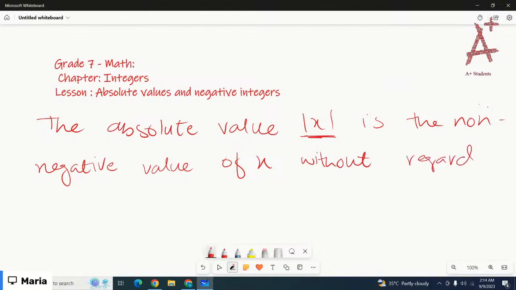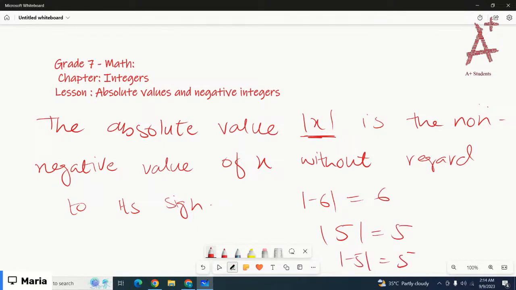For example, you have to find the absolute value of -6. That would be always 6, right? The absolute value of 5 is 5, right? And the absolute value of -5 is also 5, right? That is the definition of the absolute value. You can note down the definition. I'll wait for a while.